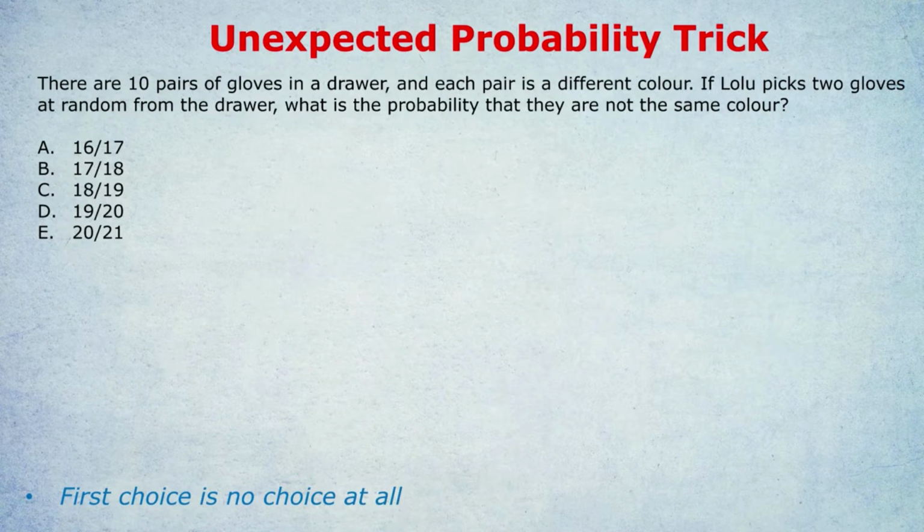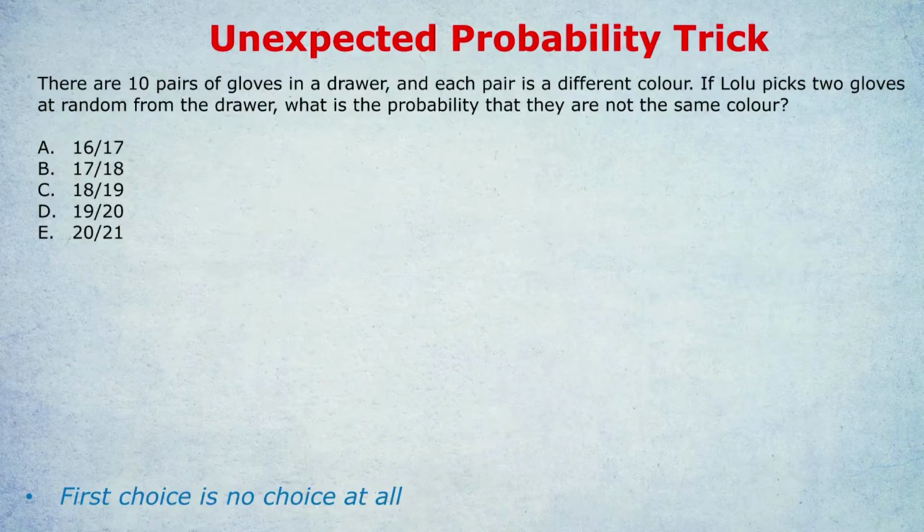Either way, let's get to the actual trick though. How do we find the probability that they are the same colour? And this is where so many students would get stuck. They would say to themselves, okay, we've got 10 pairs of gloves. That means that there are 20 gloves in the drawer. But they're 10 pairs, right? So 10 different colours, 2 gloves each. And they're thinking, but what colour am I aiming for? We want 2 of the same colour.